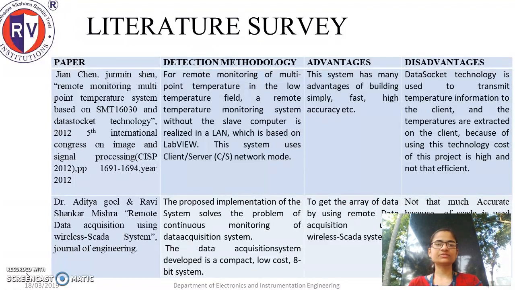The system used a client-server network mode. Advantages of this type of paper is, this system has many advantages of building simply, fast and high accuracy, etc. Disadvantages are, data socket technology is used to transmit temperature information to the client and the temperatures are extracted on the client. Because of using this technology, cost of this project is high. The cost is high and not that efficient.